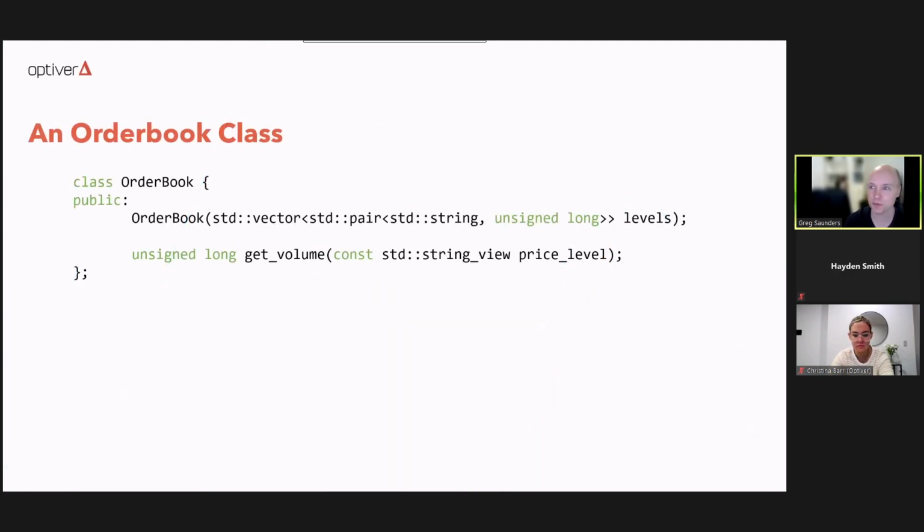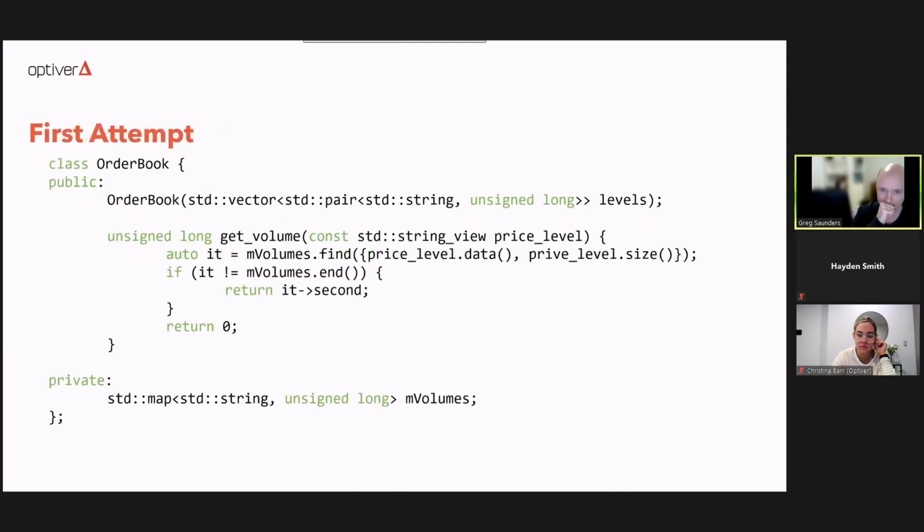So here's a very simple order book class that we might be using to represent our order book. And let's just say, for the purpose of this exercise, that the get volume method is part of the hot path for these order book events that we want to respond to. So we're going to try and reduce the latency of the get volume method by making it as fast as possible. So here's my first attempt at producing a get volume method that we might use.